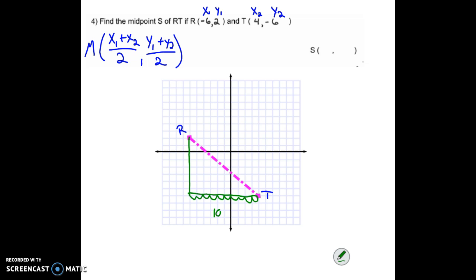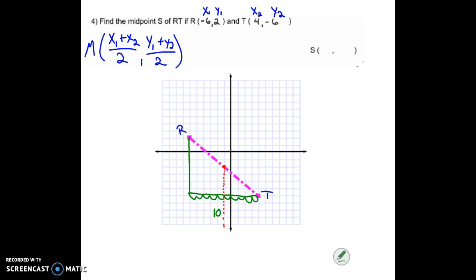This is 10 units. So the midpoint has to be exactly 5 units away. 1, 2, 3, 4, 5. So the midpoint has got to be somewhere on there. And if you're looking at that, you're like, well, it clearly is right there, Mr. Rising. I can see that line clear. Well, yeah, look at this one too.